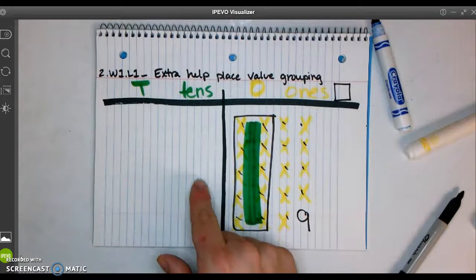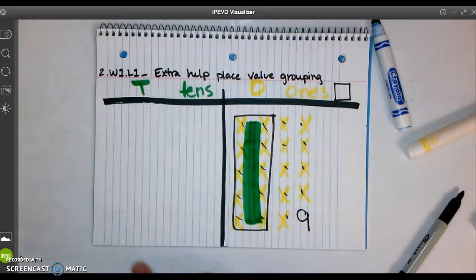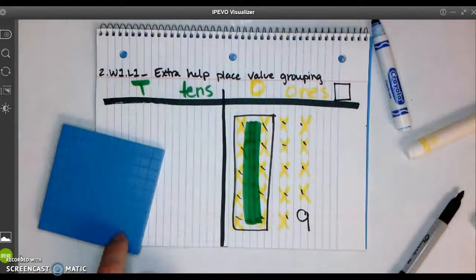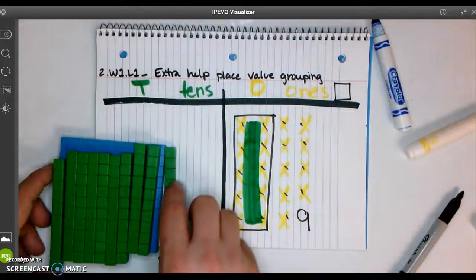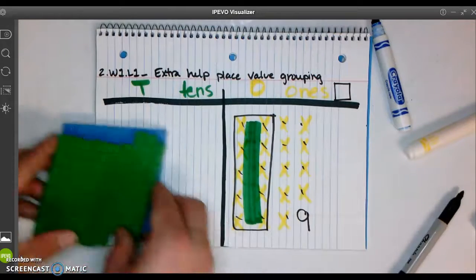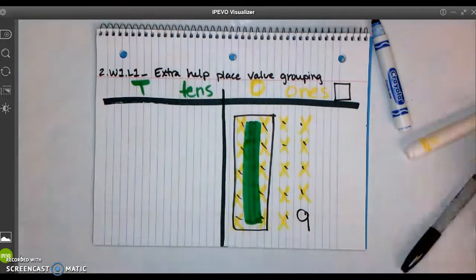Let's go ahead and work with some tens and see about making that relationship between tens and then hundreds. If you remember, here's our flat. And our flat is equivalent to 10 rods. Remember? 10 rods. Okay, so let's go ahead and help me make some tens.